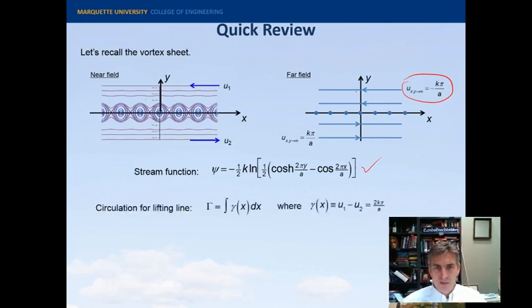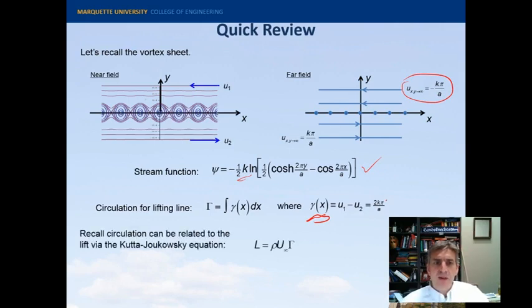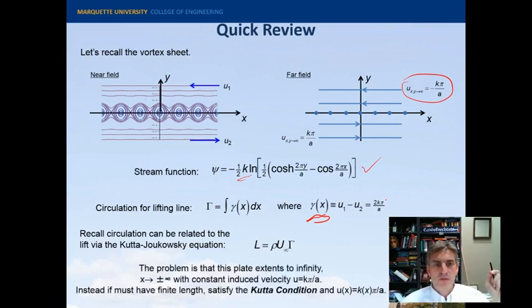The circulation we calculated, and we introduced this vortex strength. Now in this problem, each vortex has the same strength, k, right? And so you end up with this simple expression, 2kπ a. And then we could calculate any lift by looking at the circulation times rho times u infinity.